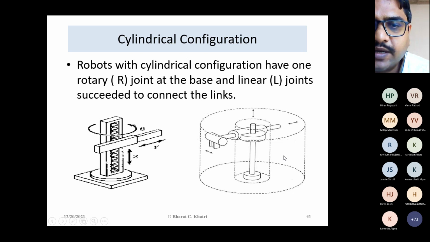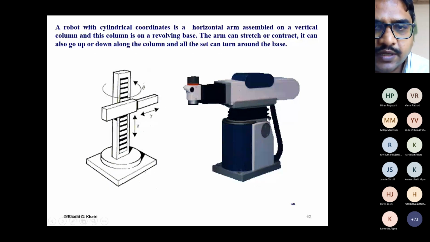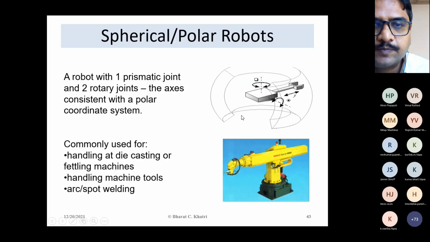So the robot arm can reach in the volume of a cylinder. There are 2 linear joints and 1 rotary joint in this type of robot. Here you can see the actual photograph of the cylindrical robot.